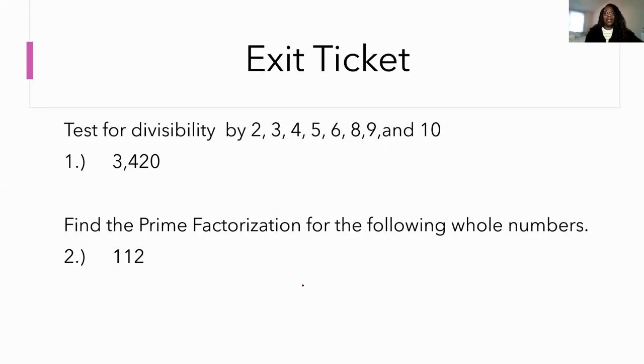So here's your exit ticket. So I basically want you to test for divisibility, okay, by 2, 3, 4, 5, 6, 8, 9, and 10 for that number 3,420, all right? And then find the prime factorization for the following whole numbers, which is 112, all right?